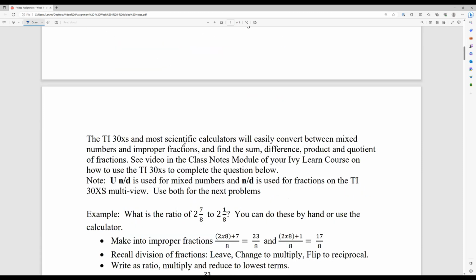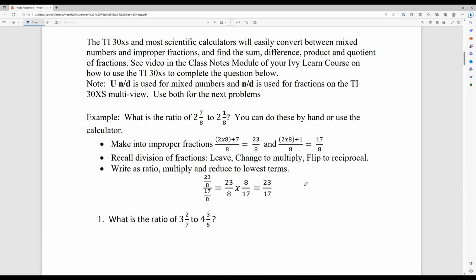Again, like I said, there's a separate video you can look at about how to use your TI-30XS to work between mixed numbers and improper fractions. There's actually a conversion button. Here are some button symbols to be looking for on that calculator, but I will be posting that as a separate video resource.